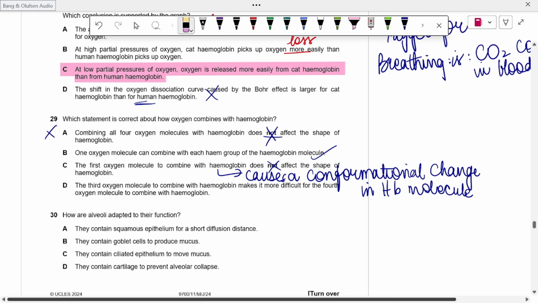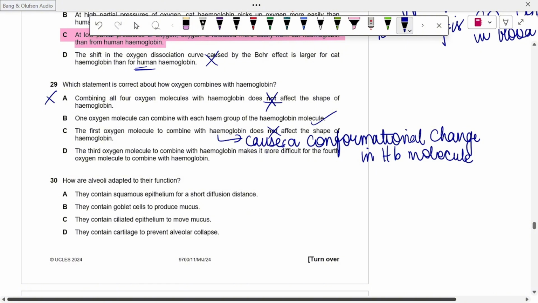"The third oxygen molecule to combine with hemoglobin makes it more difficult for the fourth oxygen molecule to combine with hemoglobin." According to your course, it does not make it more difficult. But when you go further in your MDCAT or MBBS, you will read that it does make it more difficult for the fourth oxygen molecule to combine. But according to your A-level course, the third oxygen molecule does not make it more difficult; rather, it makes it easier. It's the exact opposite. So the correct option is B, obviously.